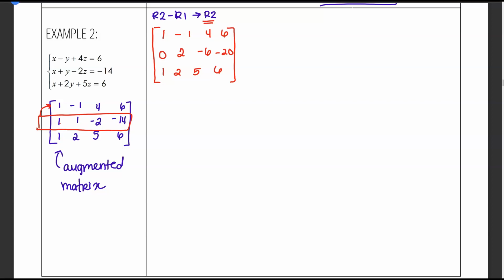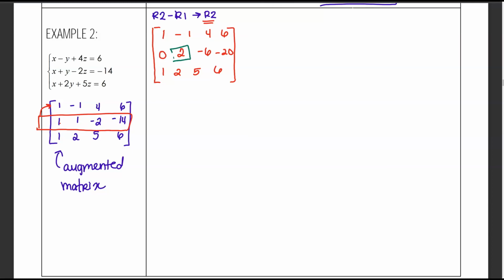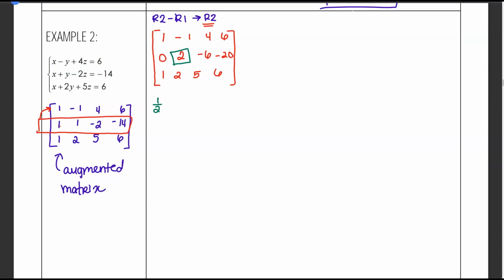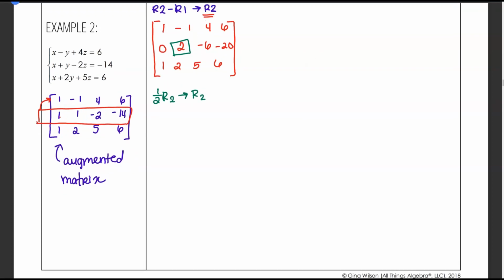So how would you think about doing this one? Because I want to make sure that I get a 1 here, I'm going to go ahead and take row 2 and write it right here. We're going to do half of row 2, and we're going to change row 2. So this action is being applied to row 2. When I do that, I'm left with 1, negative 1, 4, 6. 1 doesn't change. 3 is not changing also right now.